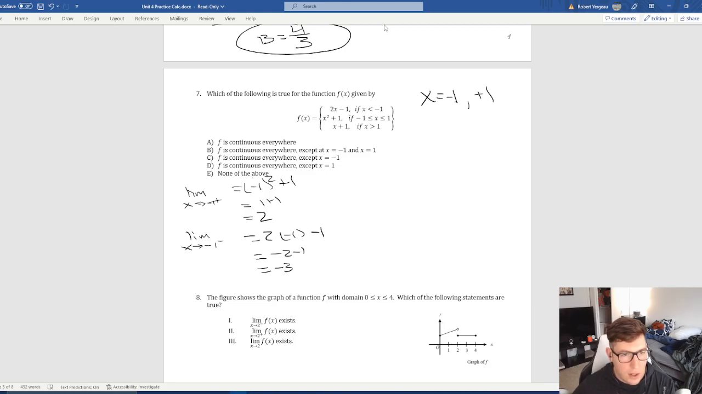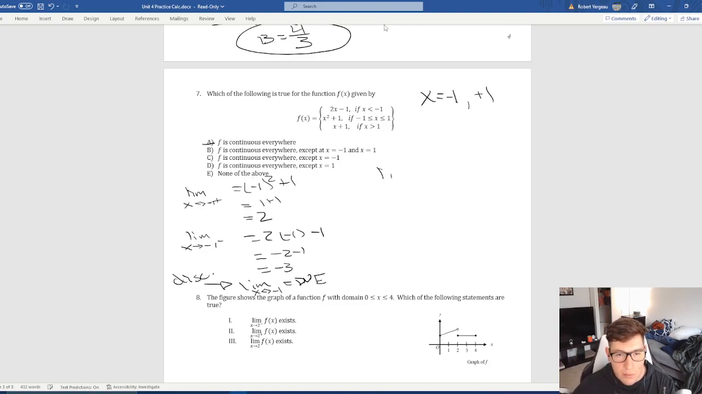These are not the same, which means that the limit as x approaches -1 does not exist, which means right away this is a discontinuity. Right away. And so f is not continuous everywhere. We know for a fact that that's not true. Question now is, okay, what's happening at +1? So let's take a look.